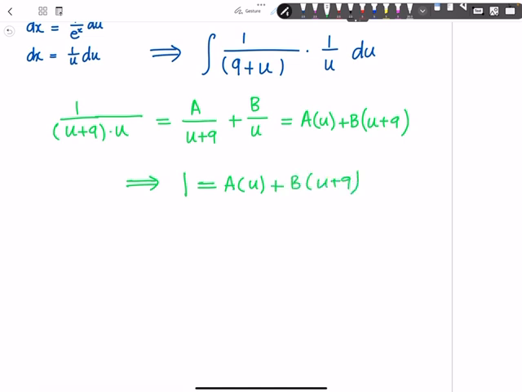And we get to choose any value for u to plug into this equation. Choose a convenient value. I'm going to let u be equal to 0. That would be a good choice here. If u is equal to 0, we get 1 equals a times 0 plus b times 9. So very simply, 1 is equal to 9 times b, which means b is equal to 1 over 9.